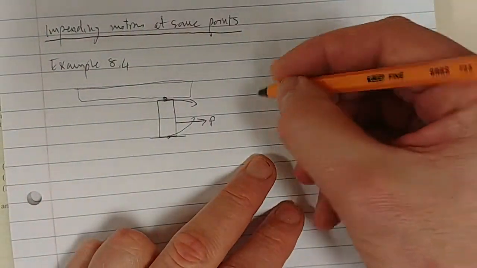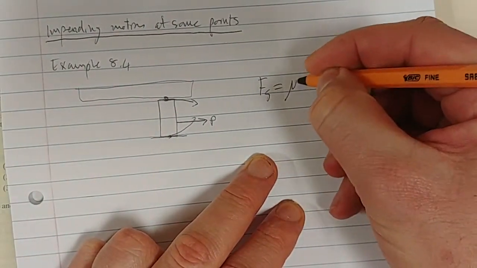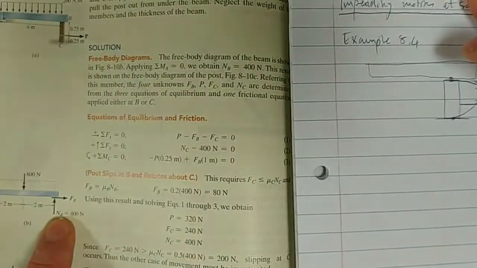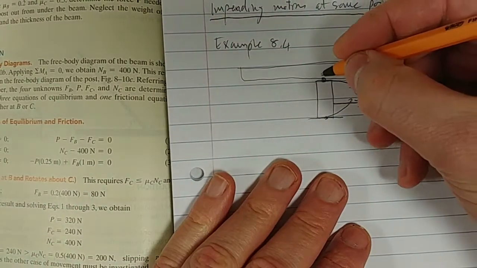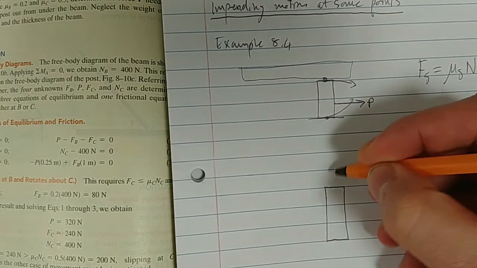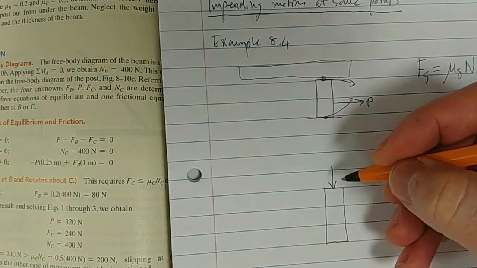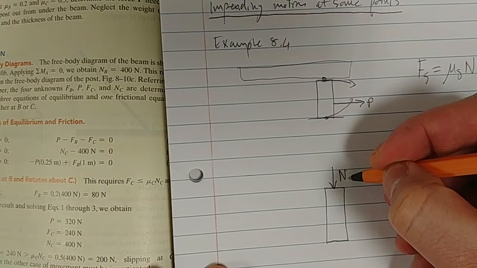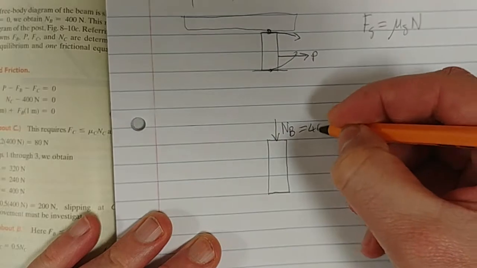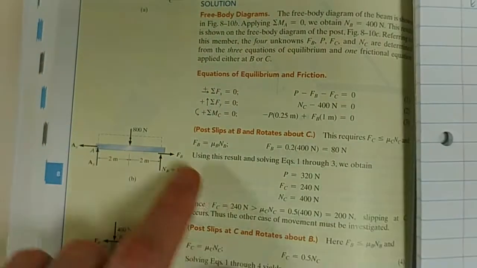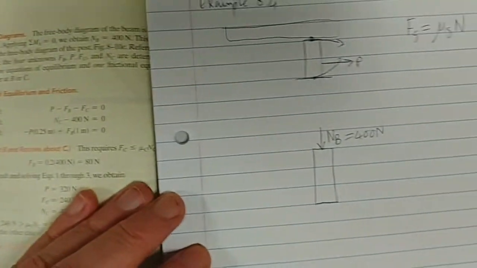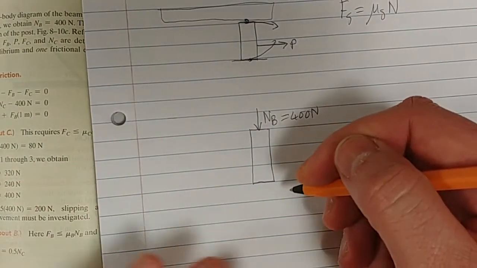Well, we know that our frictional force is equal to mu s times N. And that normal force that we see there, when we look just at the post, is the normal force coming down there, okay? And it is equal to 400. All right, so this whole section here is just to get us to the point where we can solve our problem. Okay, so now let's do a free body diagram of this post.